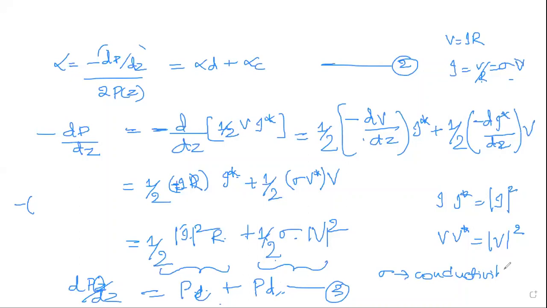Next, done. What is PC called, ma'am? Power dissipated due to what? PC is the power dissipated due to resistance, that is ohmic loss, ohmic power. Power loss per unit length dissipated by resistance. Power loss per unit length in the dielectric, that is PD. Sigma is the conductivity of the dielectric substrate. Okay.